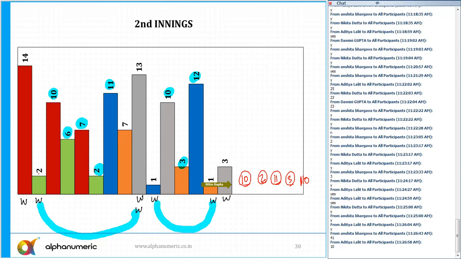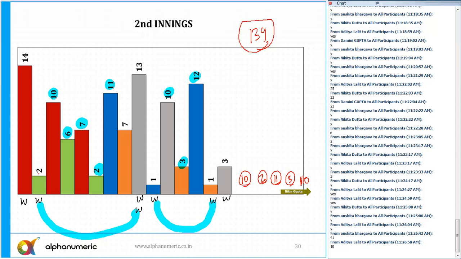So what is the total runs given in the second inning? Just add all of them and tell me what is the value. 14 plus 2, 16, plus 10, 26, plus 6, 32, plus 7, 39, plus 2, 41, plus 11, 52, plus 7, 60, plus 13, 73, plus 10, 84, plus 3, 87, plus 12, 99, plus 3, 103, plus 10, 113, plus 2, 115, plus 11, 126, plus 3, 129, and 129 plus 10, 139. So the total is coming out to be 139.